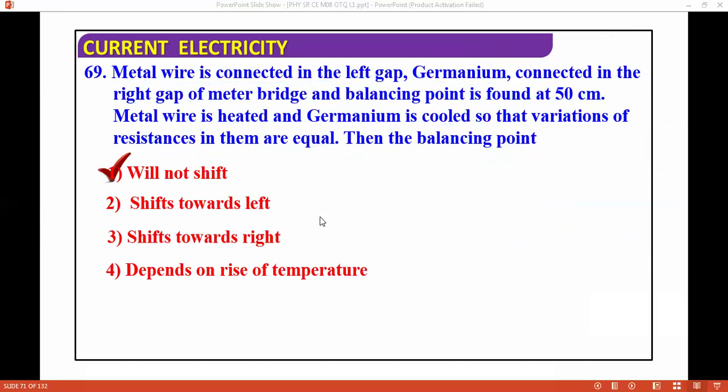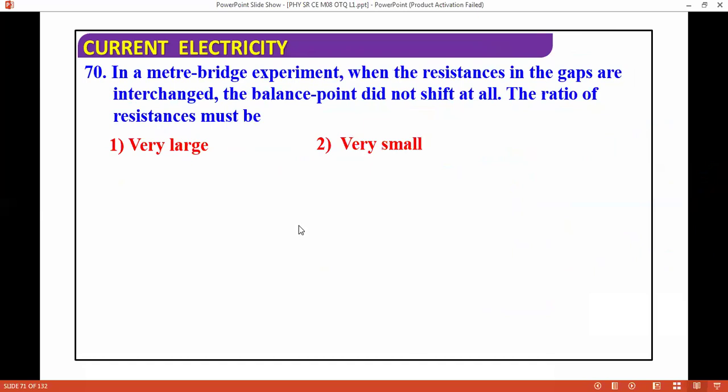Next question we have. In a meter bridge experiment, if the resistances in the gaps are interchanged, then the balance point does not shift at all.